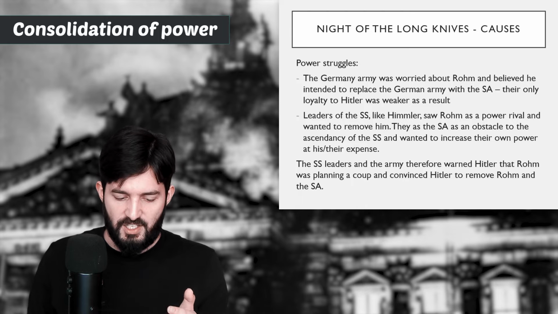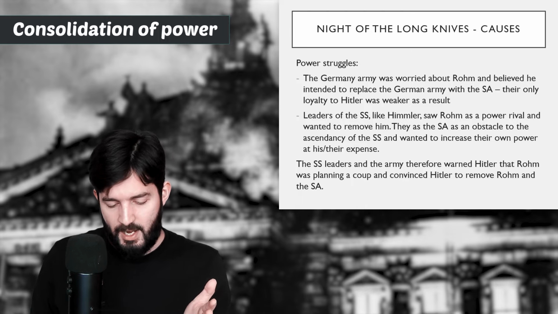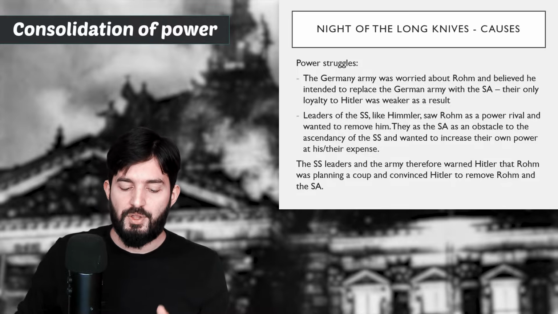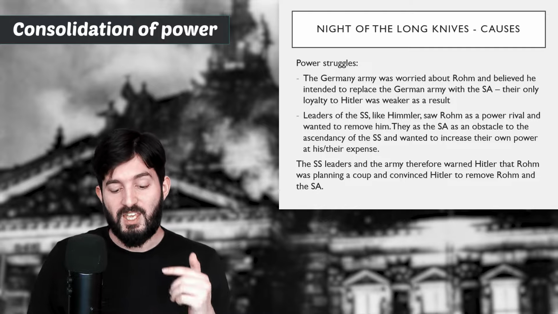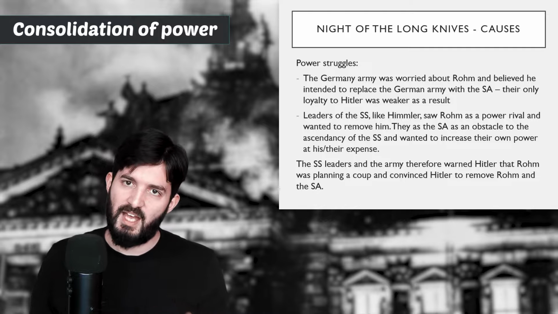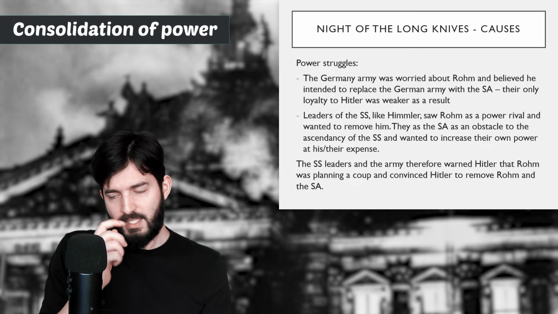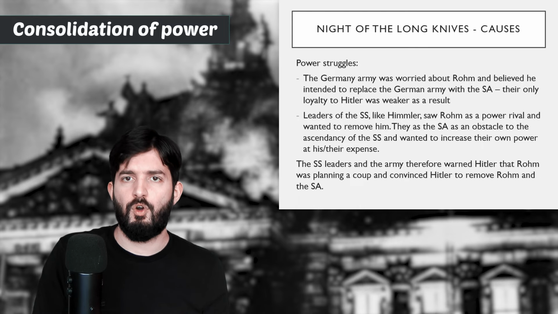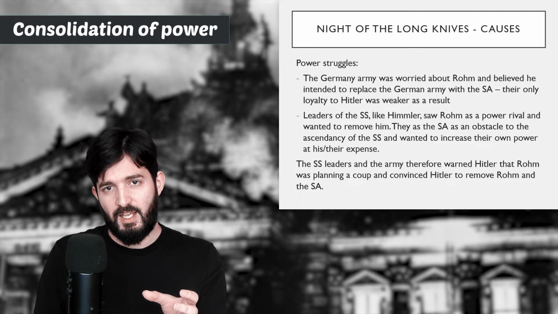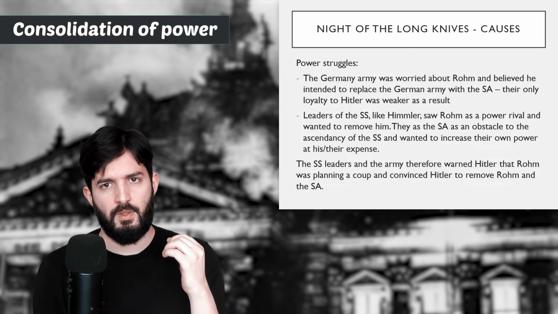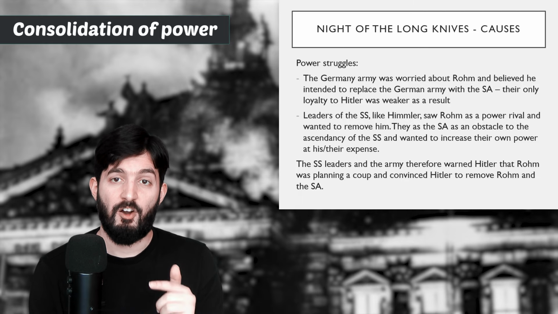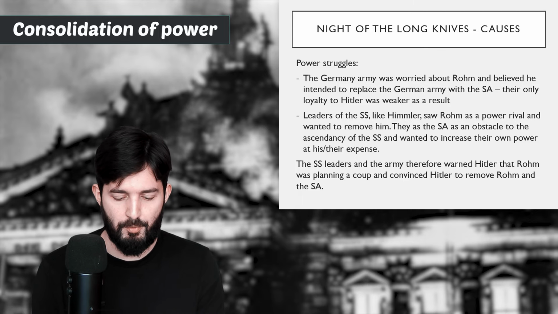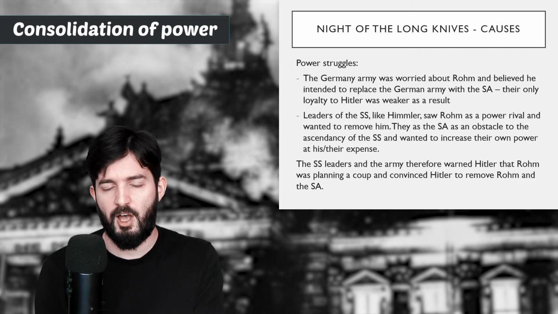So the SS leaders, basically Heydrich and Himmler, and the army both warn Hitler that Röhm is planning a coup. And as a consequence, they convince Hitler to remove Röhm and the SA. So you have two things happening here. On the one hand, Hitler is already feeling increasingly threatened by Röhm. And then the second big overall factor is that the SS and the army convince Hitler that Röhm is plotting to overthrow Hitler and therefore he should remove him. And so as a consequence, Hitler decides to move against the SA and Röhm and remove them.